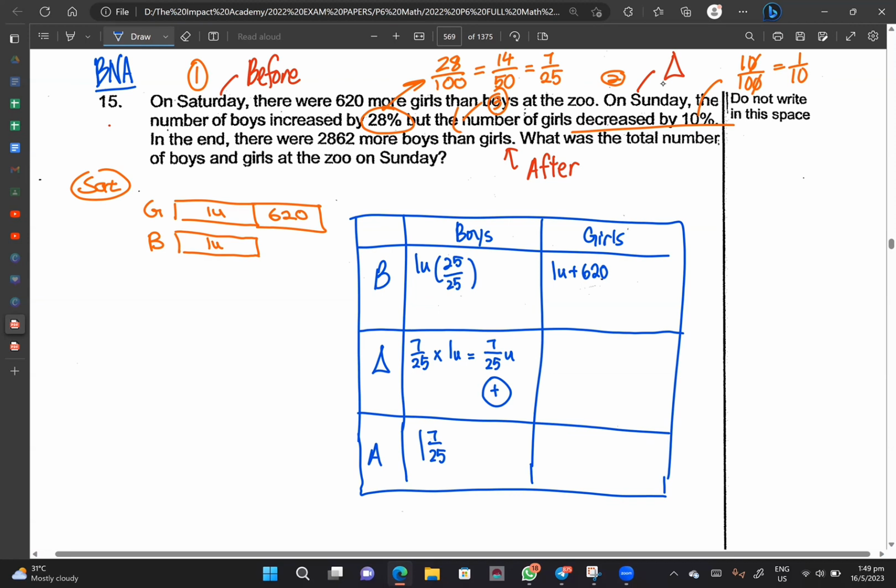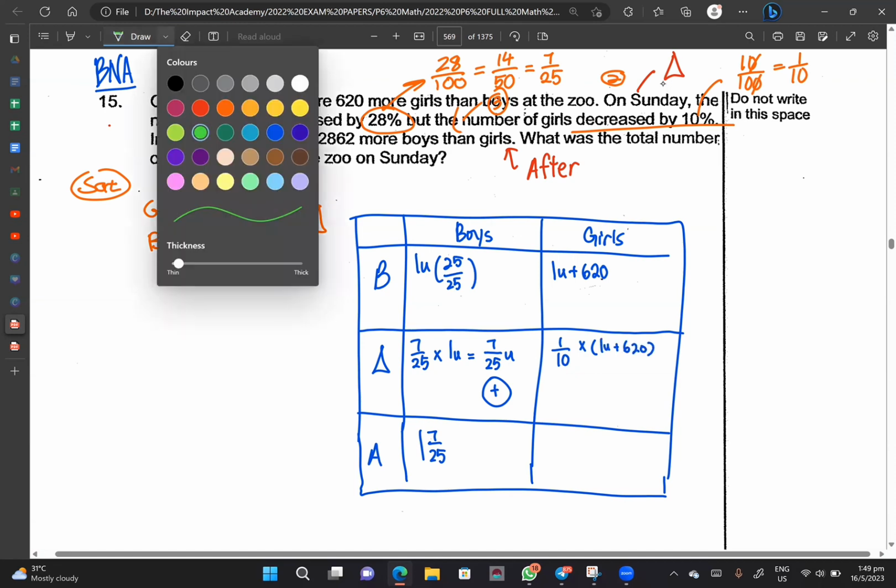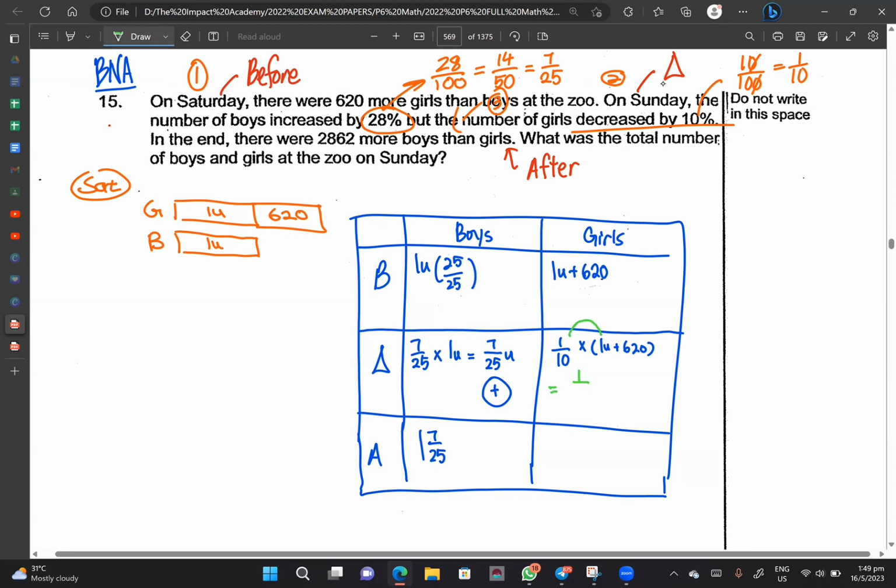Now then we go on to the third sentence. The number of girls decreased by 10%. So we simply do 1 over 10 times this whole thing, which is 1 unit plus 620. So what you want to do is use the rainbow method. 1 over 10 times 1 unit gives me 1 over 10 units. And 1 over 10 times 620, that means 620 divided by 10, and we will get our answer of 62. And we can see that over here for girls, it is to minus.